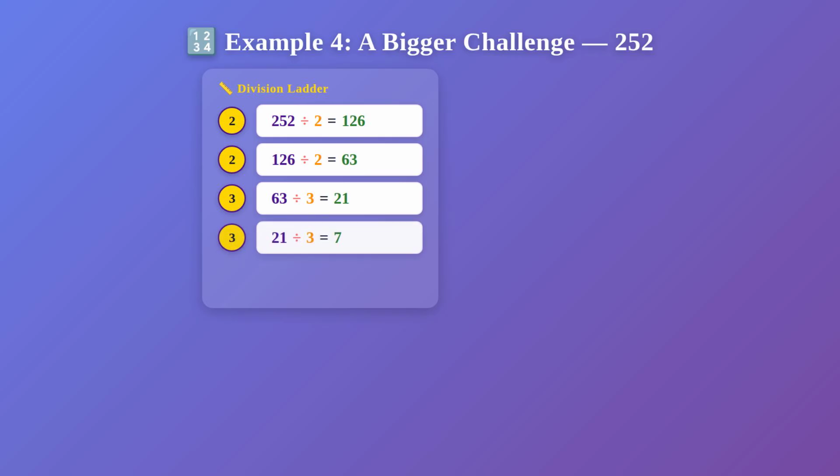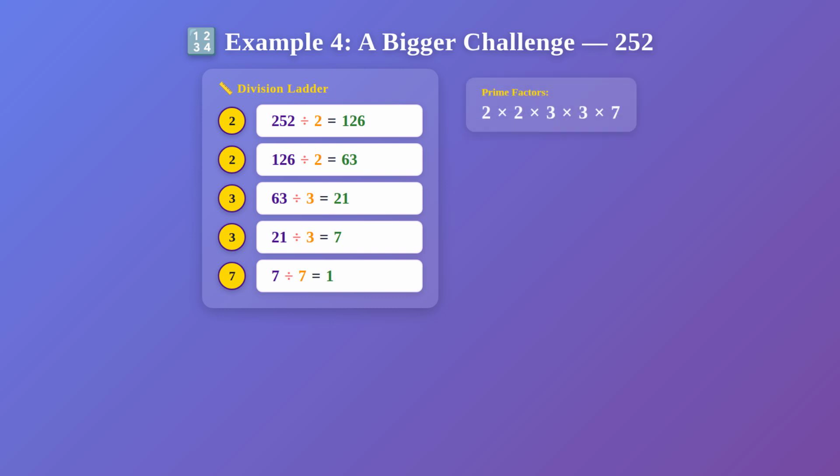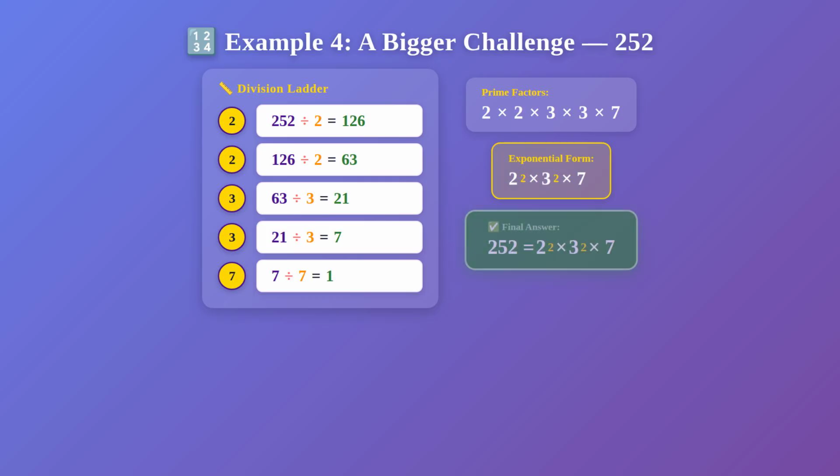Use the division ladder. 252 divided by 2 is 126. 126 divided by 2 is 63. Now, 63 is not divisible by 2, so we try 3. 63 divided by 3 is 21. 21 divided by 3 is 7. And 7 is a prime number, so 7 divided by 7 is 1. We stop. Prime factors: 2, 2, 3, 3, 7.